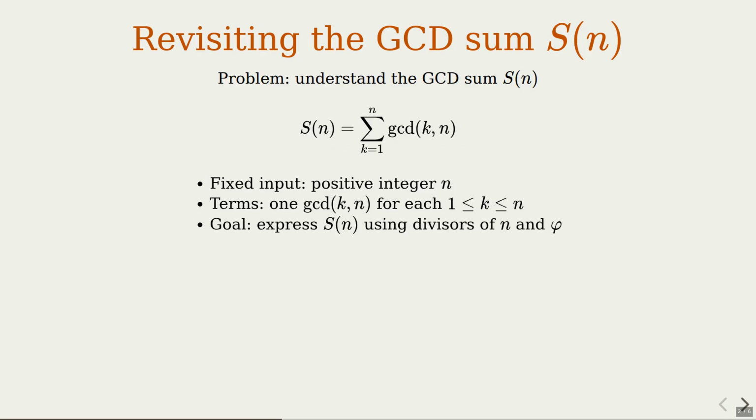Our aim is to compress this long sum into a shorter expression that talks only about the divisors of n and the totient function. To do that, we will group together all k that share the same greatest common divisor with n and see how many are in each group.